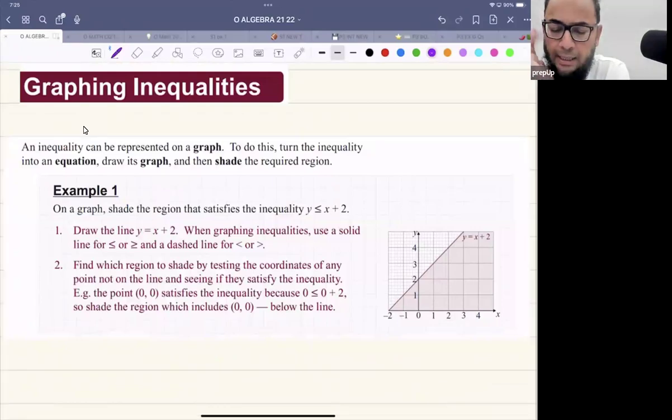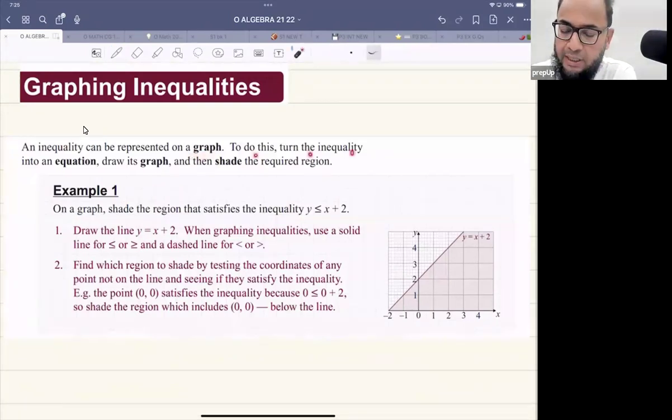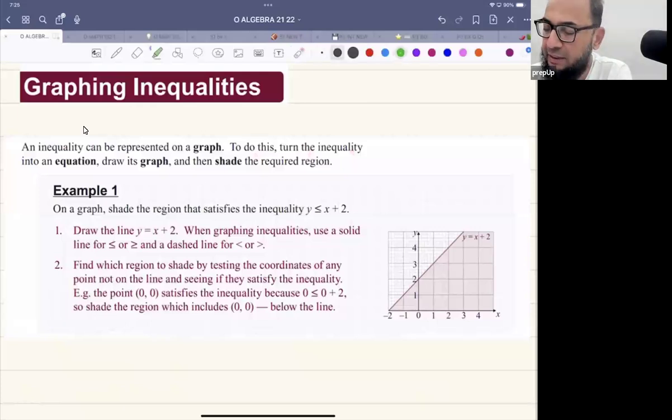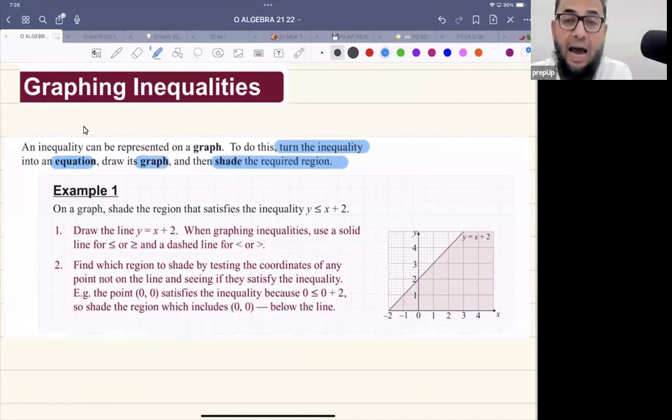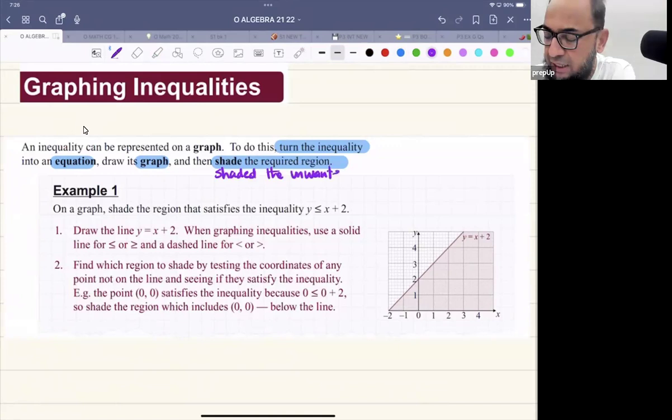Now, graphing inequalities. An inequality can be represented on a graph. To do this, turn the inequality into an equation. So this is the step that we are talking about. Turn the inequality into an equation, draw its graph, and then shade the required region. Over here, the required region is shaded unless proven otherwise. For our syllabus, shade the unwanted region. It will be specifically based upon the question.